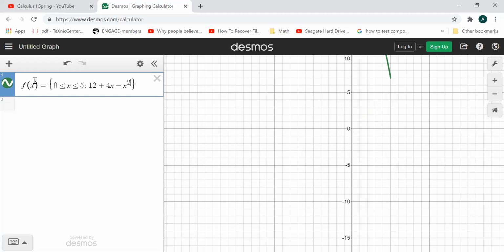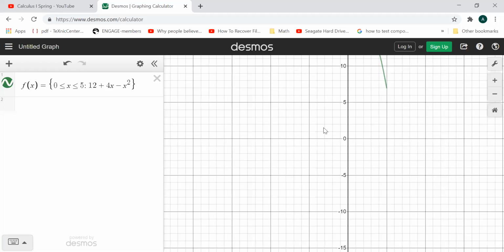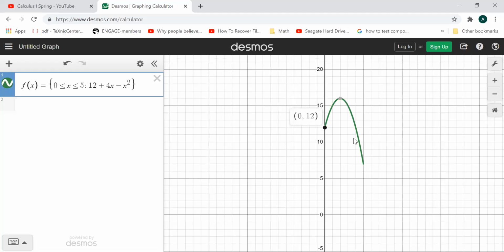All right, so this is my function, folks. Let's see what it looks like. Oh, there we go. That's our beautiful function. And over here at 0, 12, you see the points that we just found. So these are the critical points. Now, for whatever reason, this one doesn't want to click here.